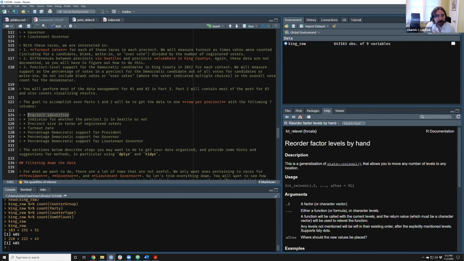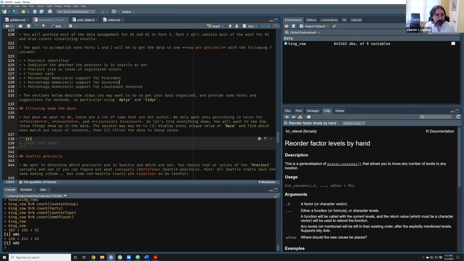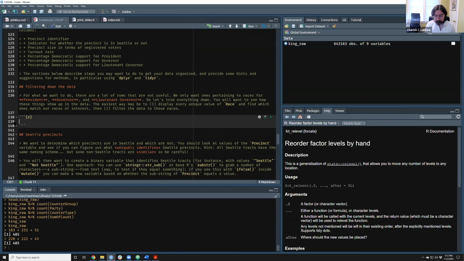We need some identifier for the precinct, some indicator of whether it's in Seattle or not, the size of the precinct in terms of registered voters, a turnout rate, and then 3 columns that are the percentage Democratic support for president, governor, and lieutenant governor. Later, we'll make these into 1 column to plot them nicely in ggplot, but it's easier to make them individually. Okay, so let's get to it.